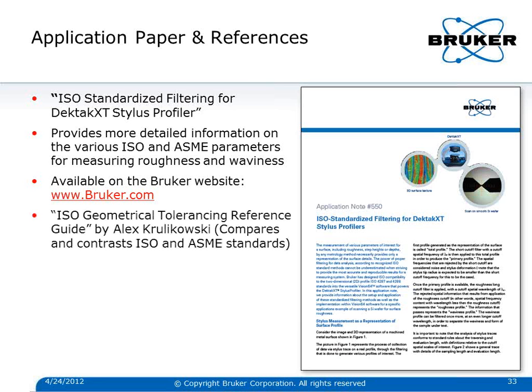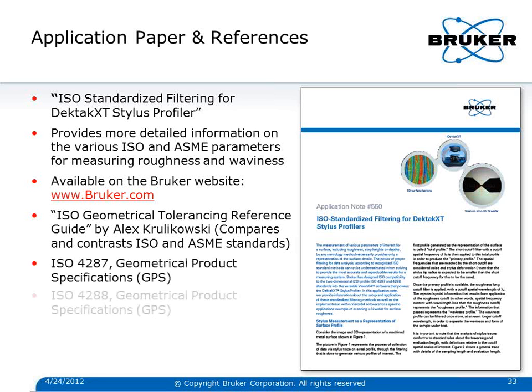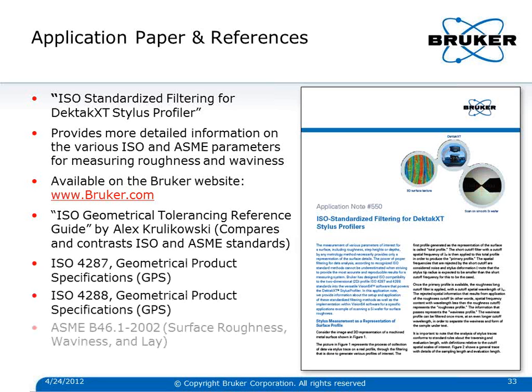There's also a good book called ISO Geometrical Tolerancing Reference Guide by Alex. I'm probably going to mess up his name, but it's Krulowski. And he compares and contrasts the ISO and ASME standards. So if you'd like more information, you can go on the web and find out more information in the book. You can also get the ISO 4287 standard, the ISO 4288, and the ASME B46.1. All these standards provide much more information on the various types of applications that you may need.